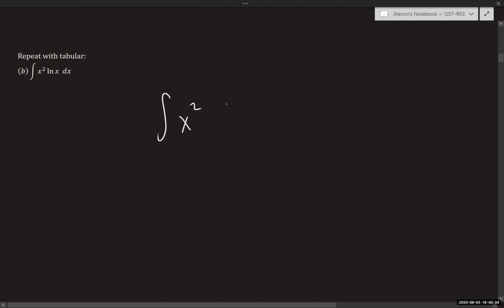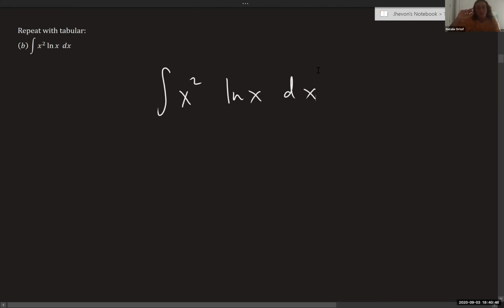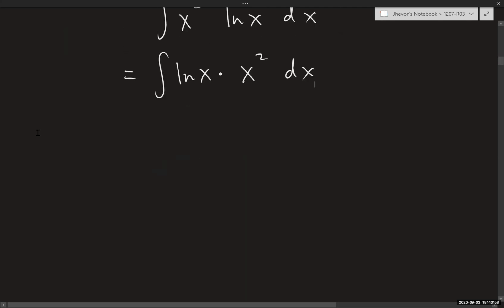Okay, someone tell me how to do the tabular method. You would assign a u to ln x because it's a log, and then dv to x squared. So you kind of switch around the table from last time. You'd have to actually switch the table, right? So you'd first write it in this order so that the table would work out. Then you are going to start drawing your table.